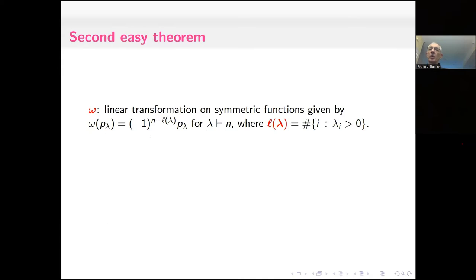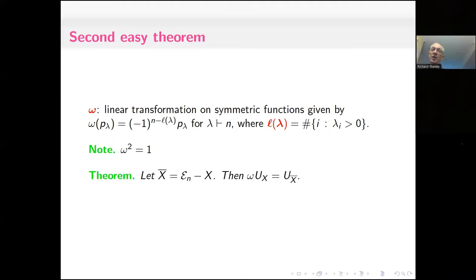And the second easy theorem I want to mention is how U_X behaves under the standard linear transformation, or actually involution, on symmetric functions, omega. As a linear transformation, we can most quickly define it by saying that its action on p lambda is minus one to the n minus l of lambda, the number of positive parts of lambda, times p lambda. So this extends to all symmetric functions by linearity. This definition here makes it obvious that it's an involution.